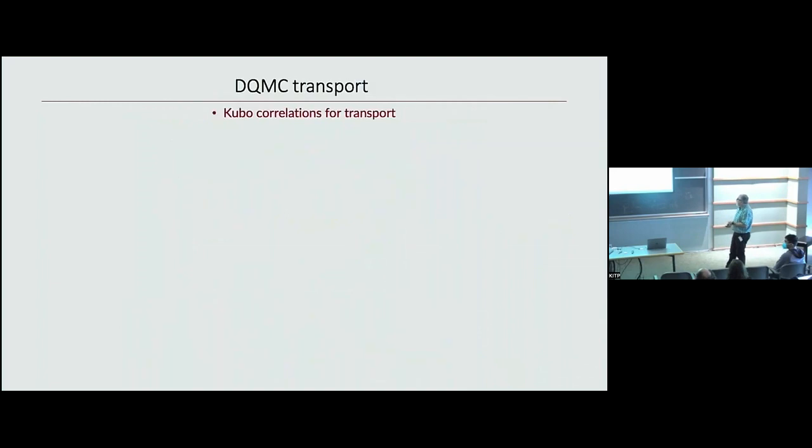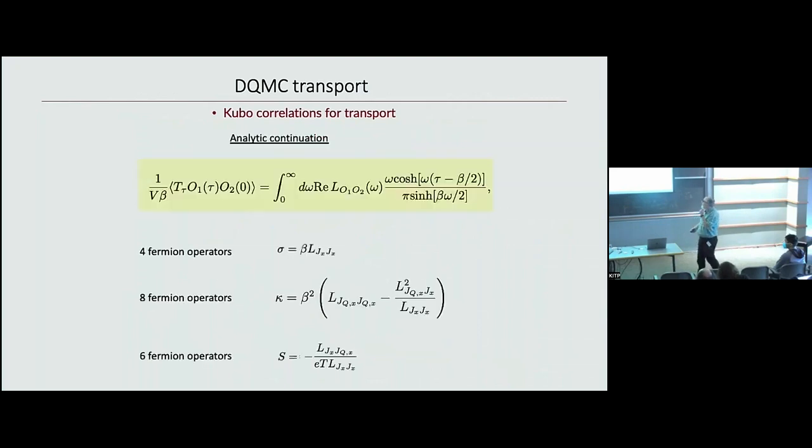Okay, so what we are evaluating are Kubo correlation functions that we need for transport. And so what we evaluate is some operator expectation value in imaginary time. This is the thing which you evaluate with quantum Monte Carlo. This is the thing we want because these correlation functions are the things that give the electrical conductivity, the thermal conductivity, and the thermal power. These are the 3 things that I'm going to talk about in the talk.